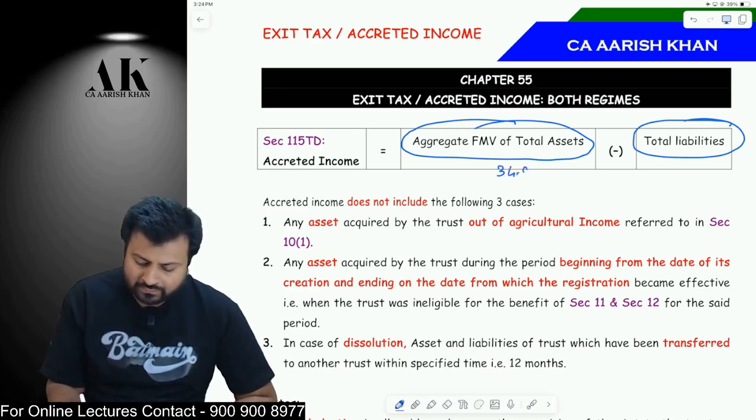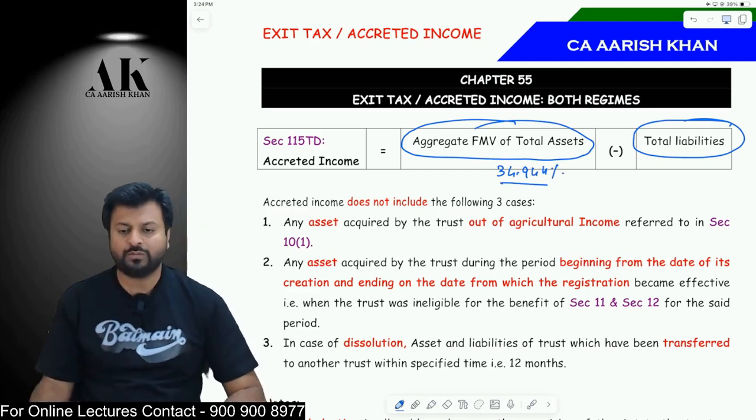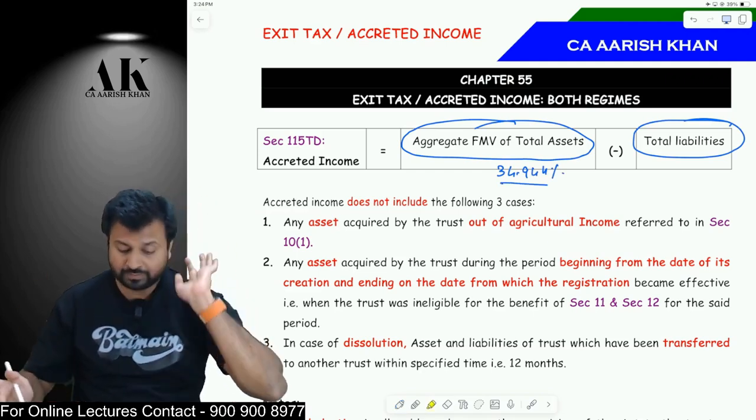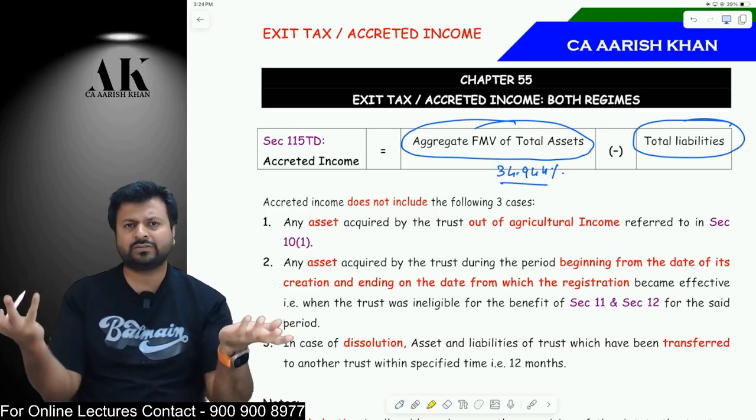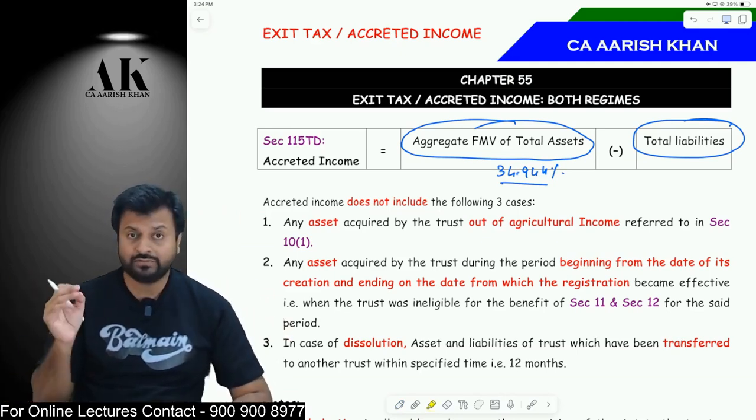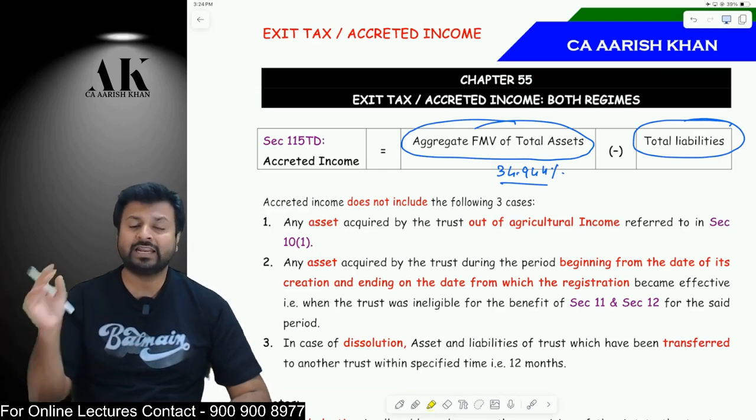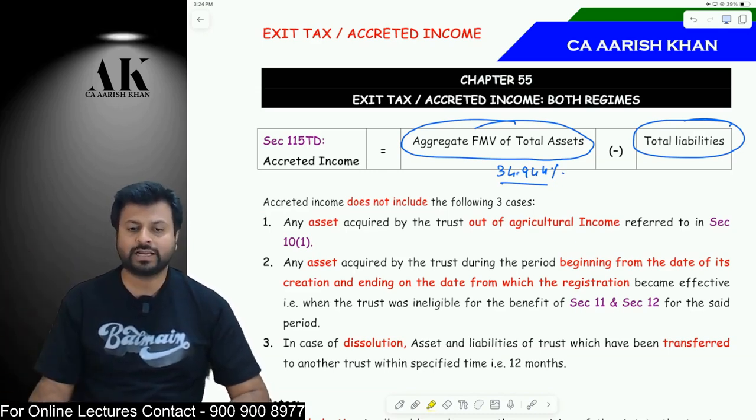On that, 34.944% tax will be imposed on you. How much percentage? 34.944% tax will be imposed on you. This much tax will be imposed on you, as simple as that. 34.944% is a flat tax rate. Yes, flat 34.944% tax will be imposed on you.